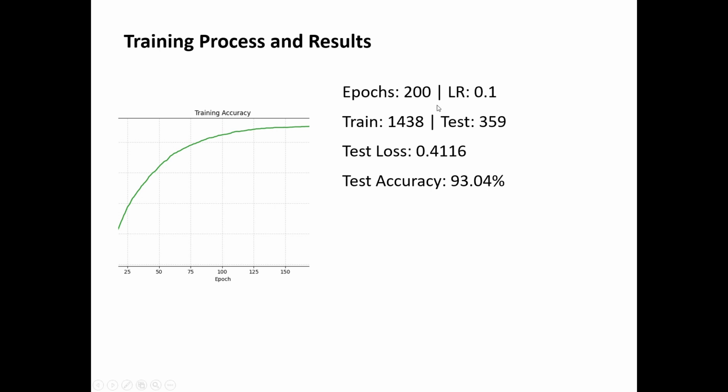The learning rate is initialized to 0.1. We have split the dataset into train, which is 1438 samples, and test, which is 359 samples. The accuracy is about 93.04%, and the loss is about 0.41. This is the accuracy, and it increases as the epoch number increases.